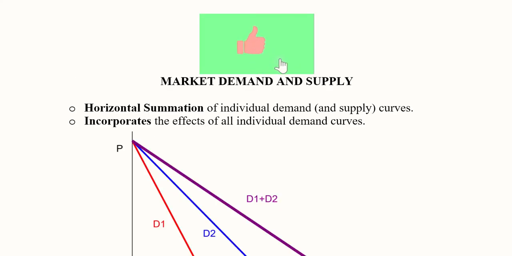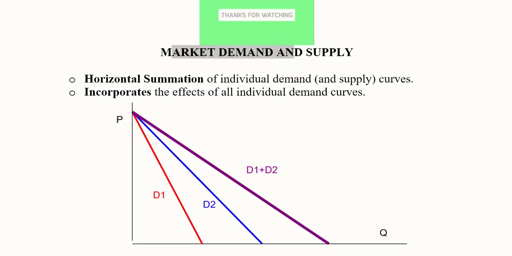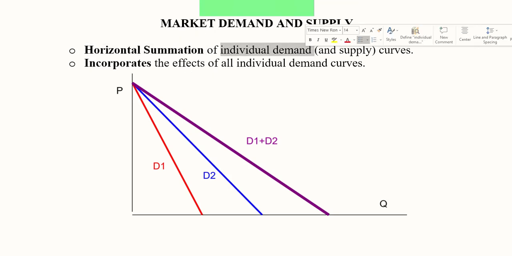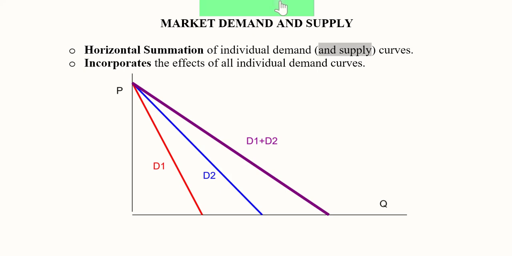We have quite a bit of idea about the individual demand and supply curves, but we can also derive the market demand and market supply curves. Here we are considering the example of a market demand curve, and here the process is simply the horizontal summation of the individual demand or supply curves. As you can see, we have quantity demanded on the x-axis and price on the y-axis, and we are having two individuals with their demand curves, that is D1 and D2. We can horizontally sum these, that is D1 and D2.